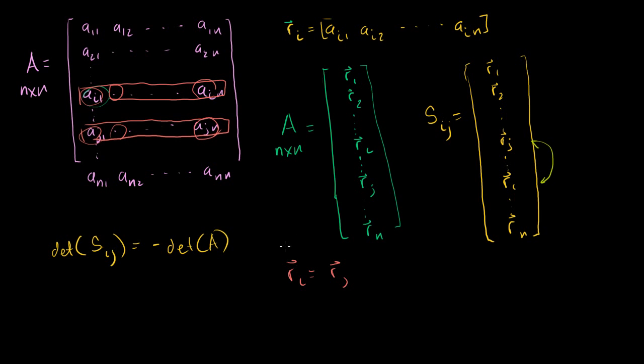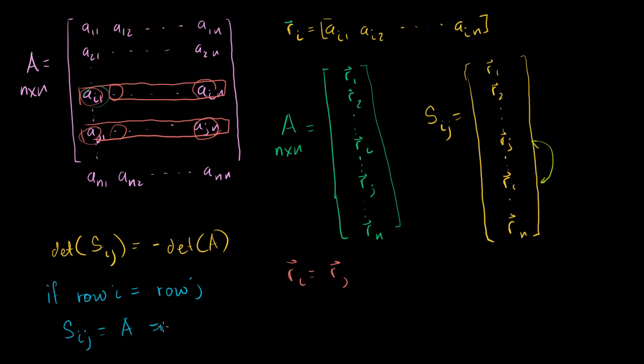That's what I mean when I say what happens if those two rows are equal to each other. Well, if those two rows are equal to each other, then this matrix is no different than this matrix here, even though we swapped them. If you swap two identical things, you're just going to be left with the same thing again. So let me write this down. If row i is equal to row j, then S, the swapped matrix, is equal to A. They'll be identical. You're swapping two rows that are the same thing.